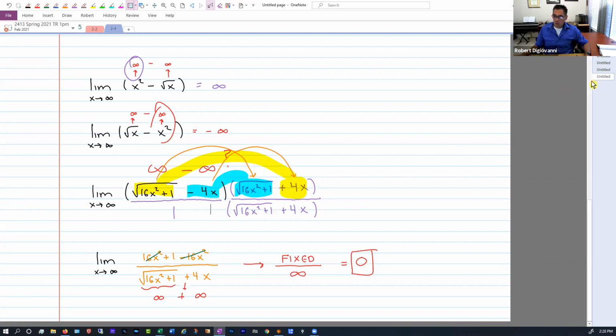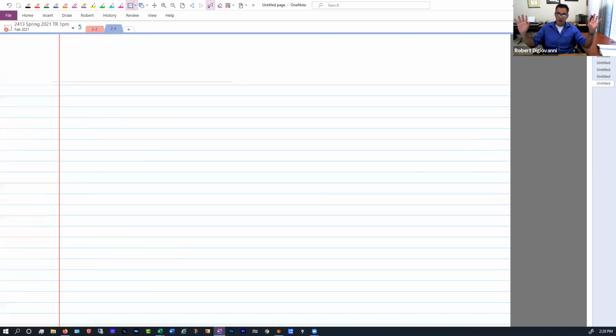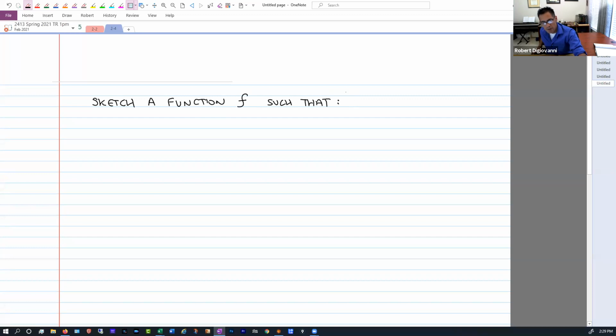So the next part is going to be completely different. All right. So what I'm going to do is write down a bunch of things, and I want you to draw a graph that satisfies all of these things. Okay, so I would like for you to sketch a function f such that all of these conditions are met.